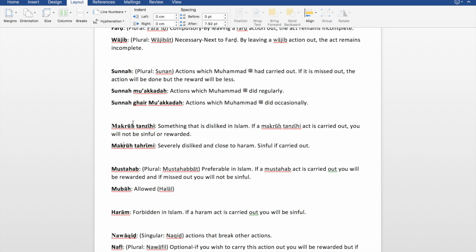First is makruh tanzihi. So you need to learn all the Arabic terms, by the way. Makruh tanzihi. Something that is disliked in Islam. If a makruh tanzihi act is carried out, you will not be sinful or rewarded. So this is something which is bad to do. It's not good to do it. But it's not so bad that Allah will punish us and will be sinful for it.